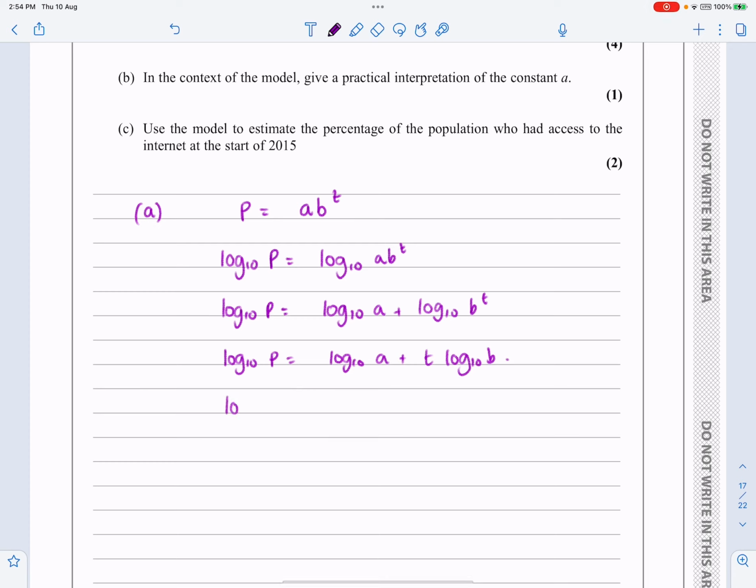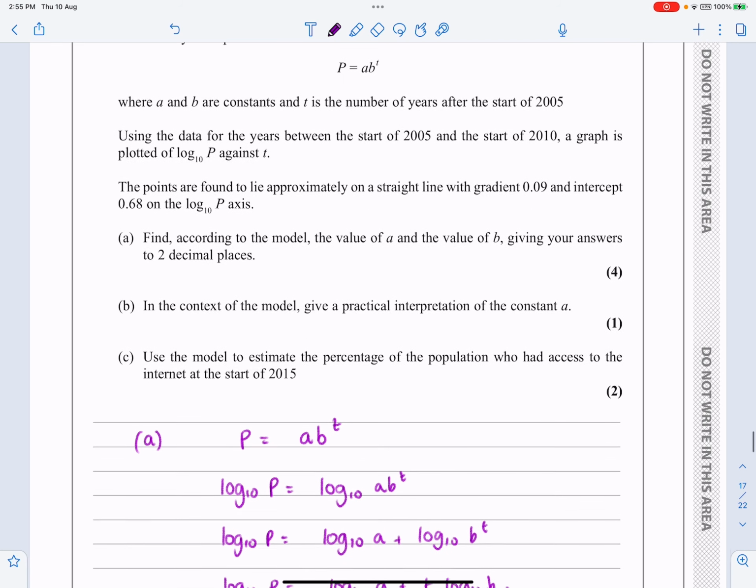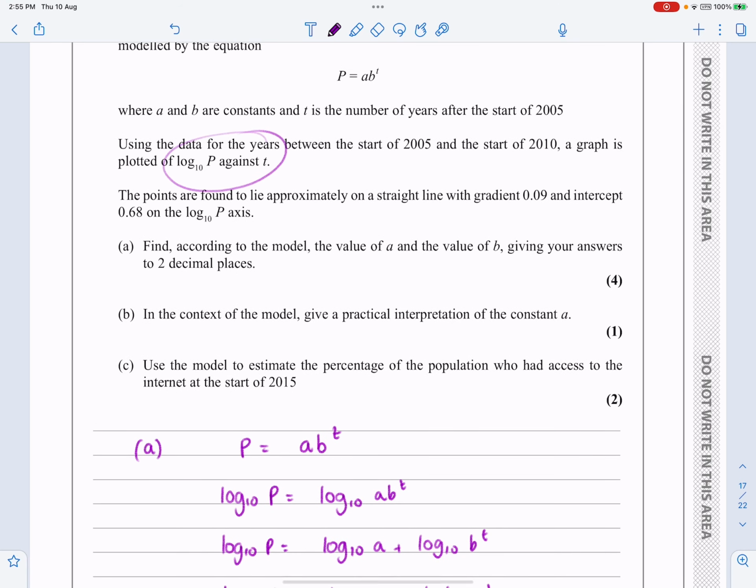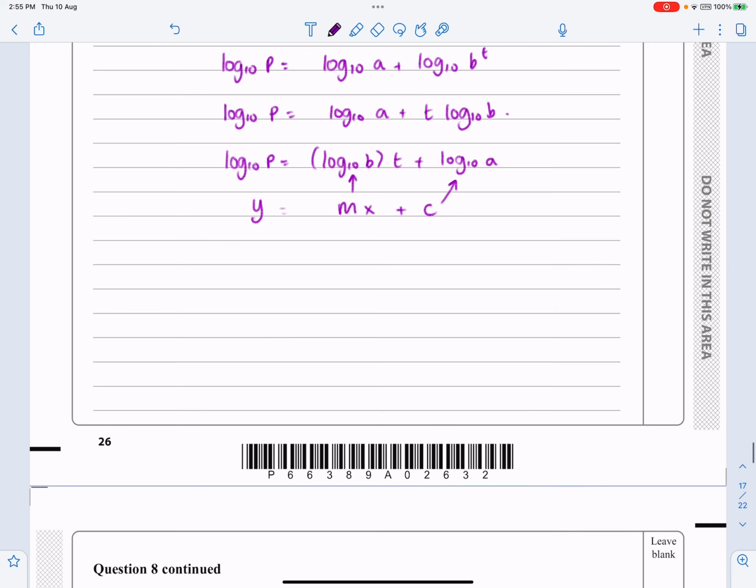In fact, let's just slightly change it round. All I'm going to do is move it about a bit, and I'm going to put log 10 B multiplied by T plus log 10 A. So all I've done is to swap those over, and I've just moved this T to the other side of that. Why have I done that? Because now this can be equated to y equals mx plus c. This is going to be the gradient, and this is going to be the intercept if you plot what they've done, if you plot log 10 P against T here.